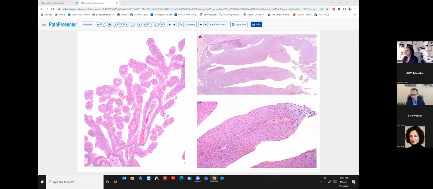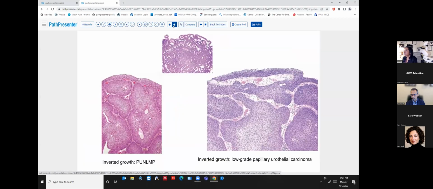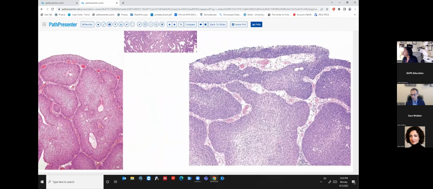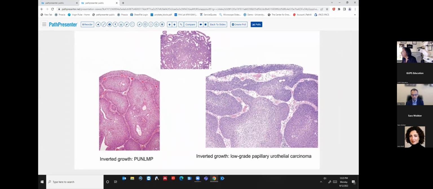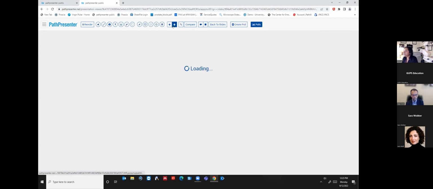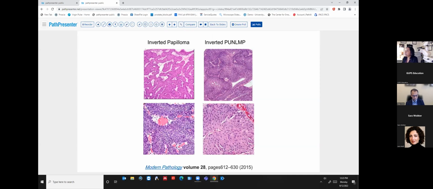Then there is the pun lump, where it is lined by hyperplastic urothelial epithelium. And here is a side-by-side comparison of inverted urothelial papilloma, a published case of inverted growth in pun lump, and inverted growth in low-grade papillary urothelial carcinoma. What you can see here is a very even population in an inverted pun lump, and some nuclear atypia started to show in the inverted low-grade papillary urothelial carcinoma.